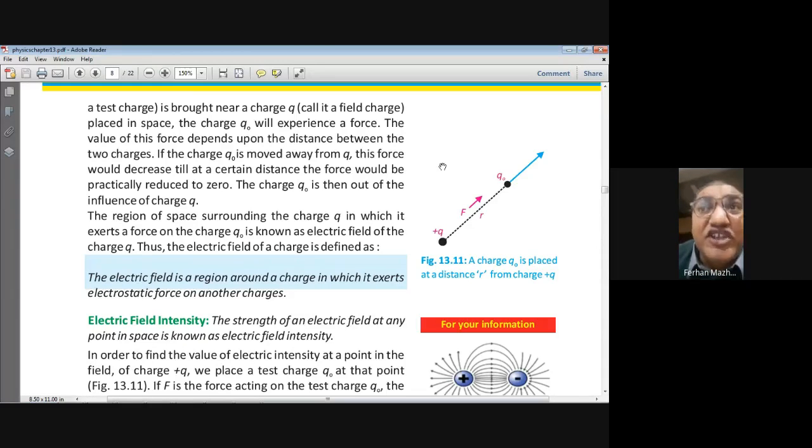The region of space surrounding the charge Q in which it exerts a force on charge Q naught is known as the electric field of that charge Q. Thus, the electric field is a region around a charge in which it exerts electrostatic force on other charges.